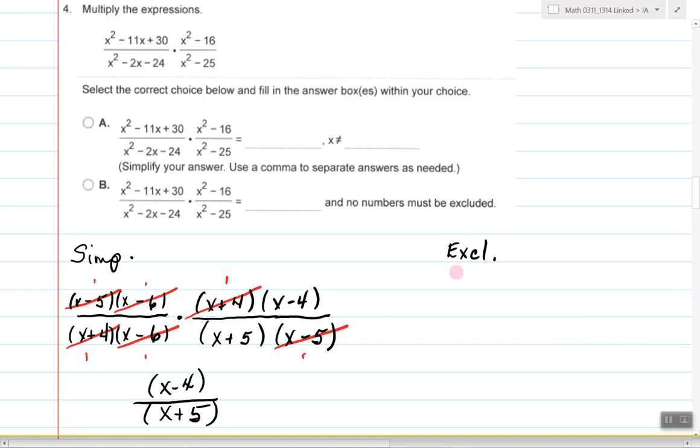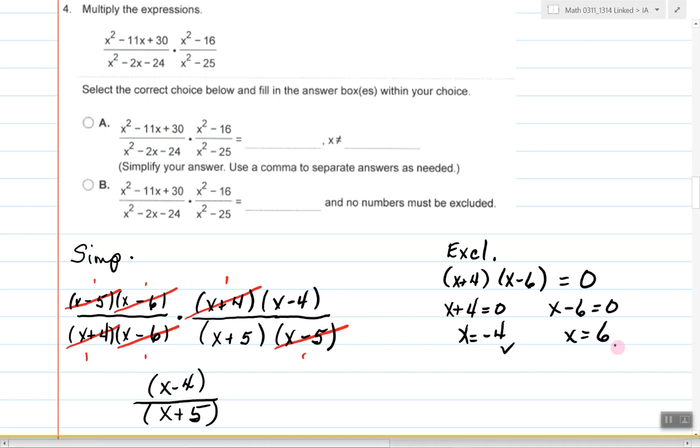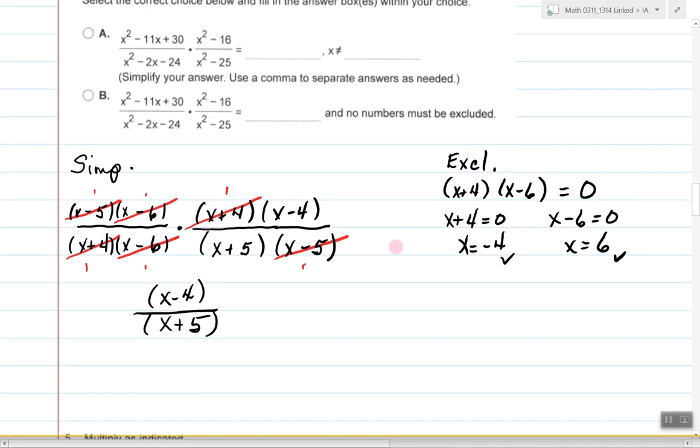For the first one, I have x plus 4 times x minus 6, and that equal to 0 gives me exclusions. So if x plus 4 is 0, x is negative 4. There's an exclusion. If x minus 6 is 0, x is 6. That's an exclusion. And remember, when you're working with the exclusions, you're looking at denominator factors only.